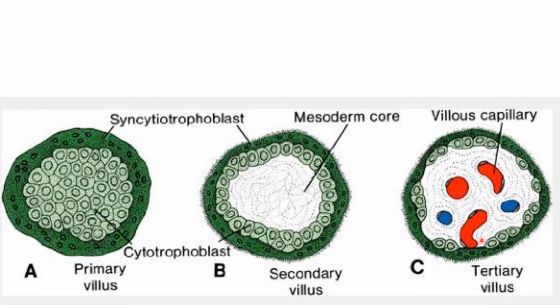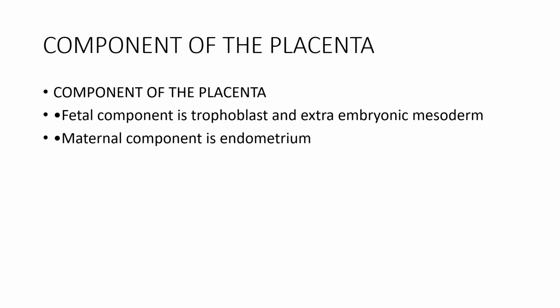The maternal component is contributed by the decidua, and the fetal component by the chorion. The uterine endometrium is called the decidua after the attachment or implantation of the fertilized embryo, the blastocyst. The parts of the decidua are the decidua basalis, decidua capsularis and decidua parietalis. Then there are the chorion and trophoblast. The fetal component is the trophoblast and extraembryonic mesoderm. The maternal component is the endometrium or decidua.